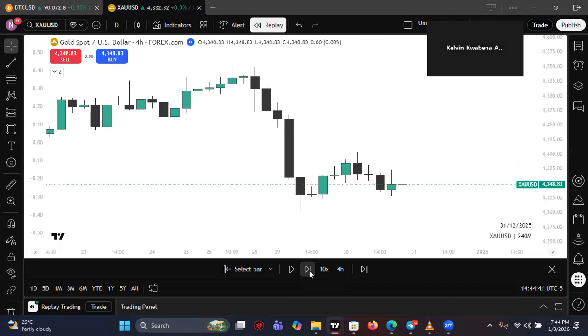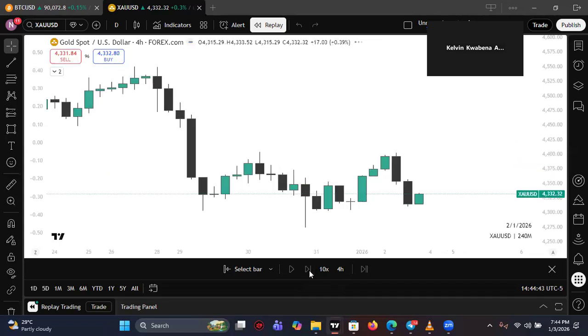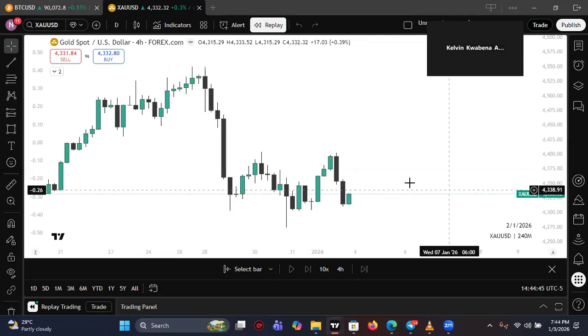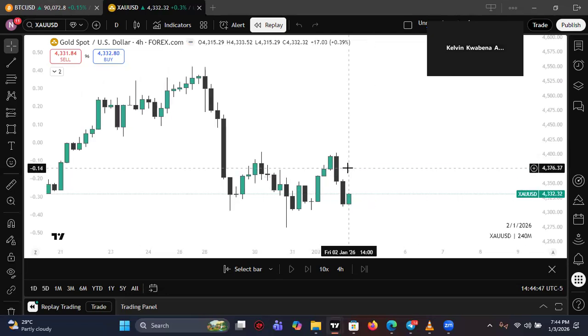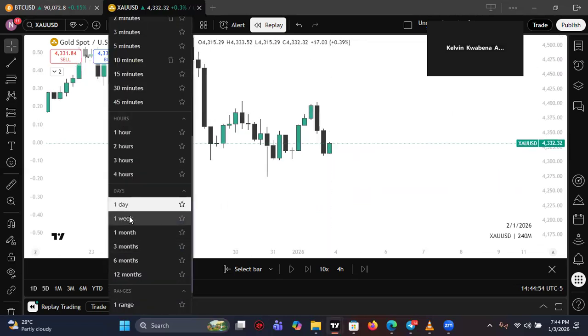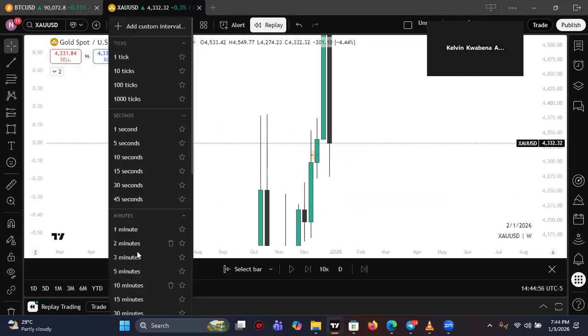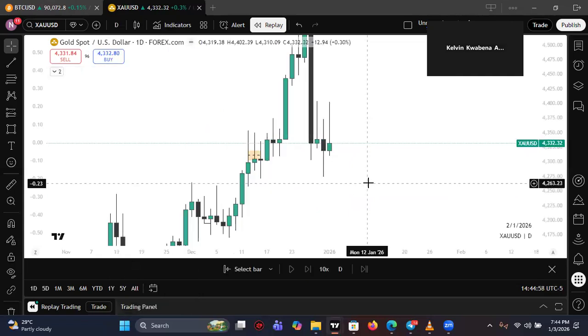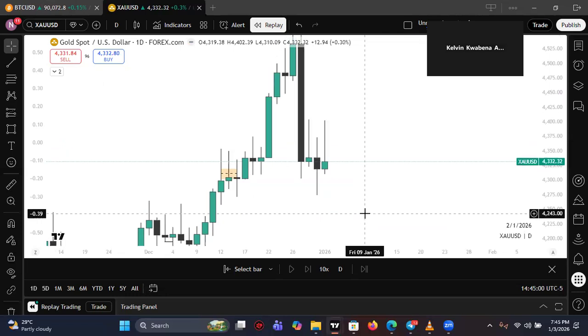It's taking us to the current price action. Wait. Oh, all this while we were on the 4 hour time frame. That was the reason why.